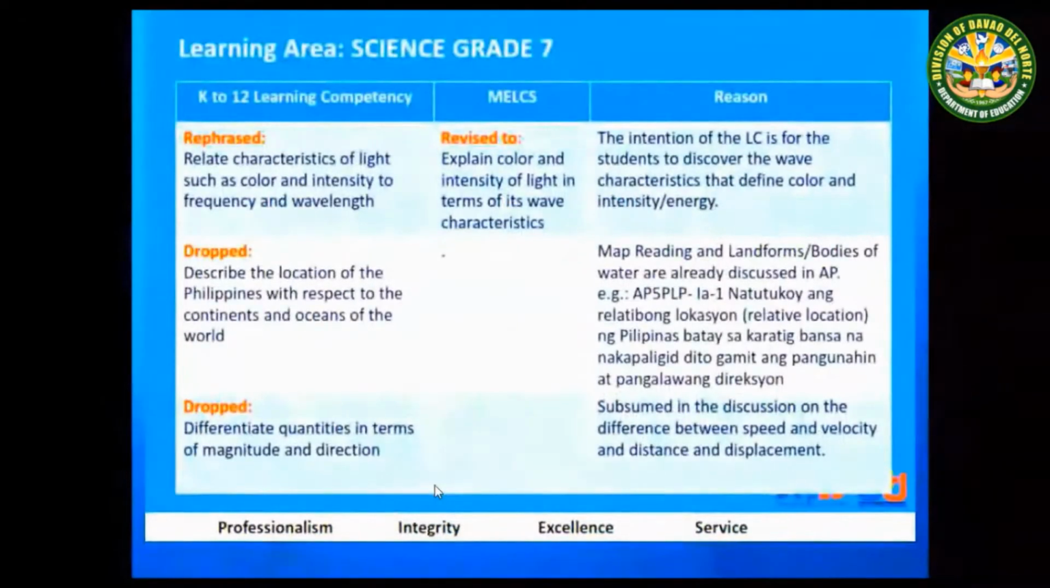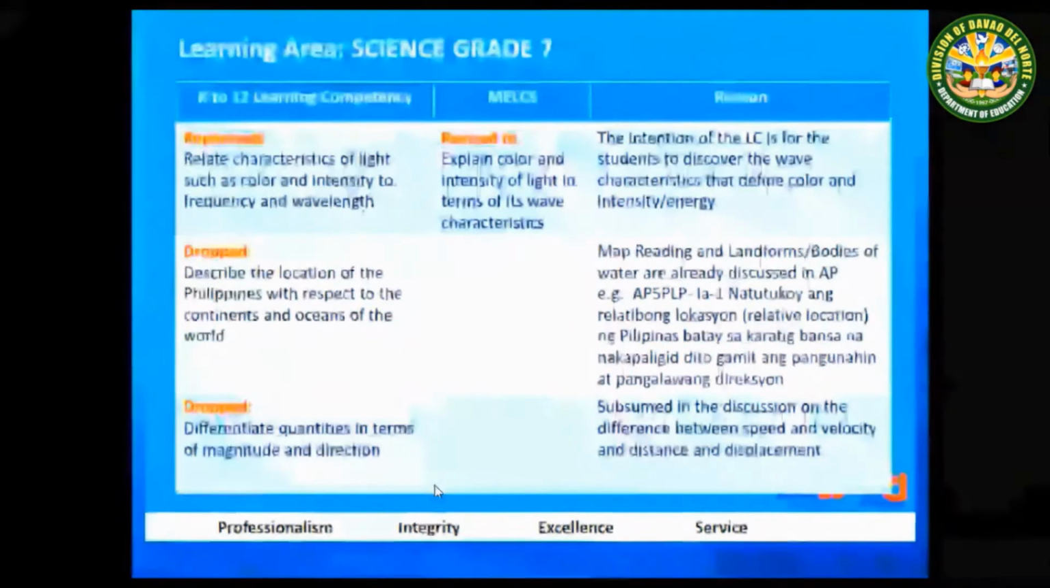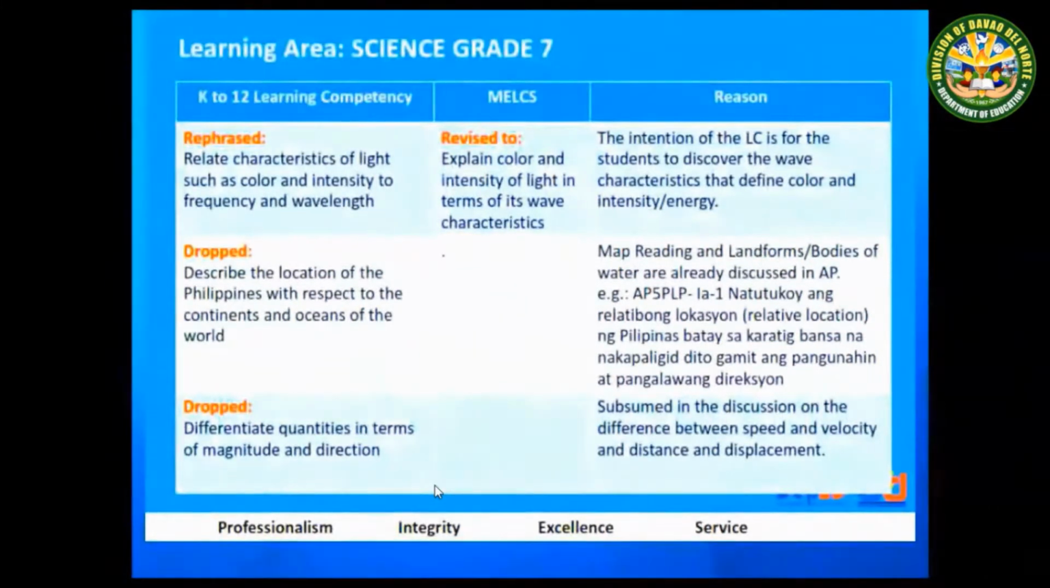The first LC is being rephrased and revised. The second and the third were dropped due to the following reasons. The intention of the LC is for the students to discover the wave characteristics that define color, intensity, and energy. Map reading and landforms, bodies of water, are already discussed in AP. The third LC is dropped since it was subsumed in the discussion on the difference between speed and velocity and distance and displacement.